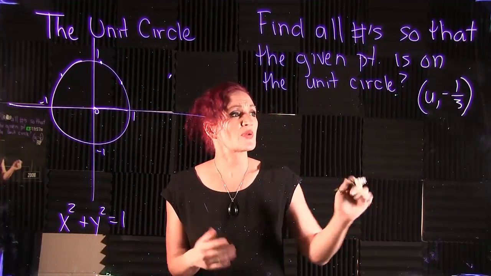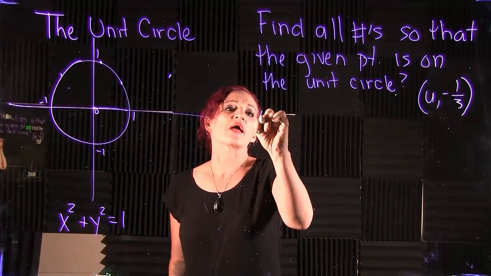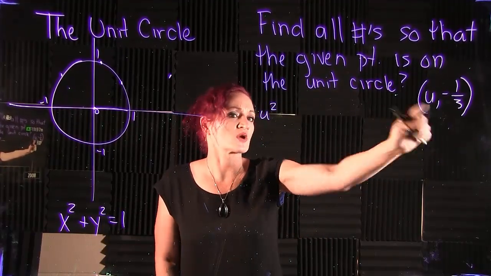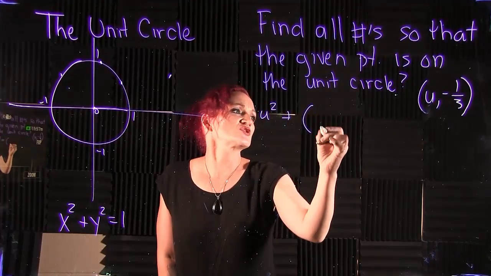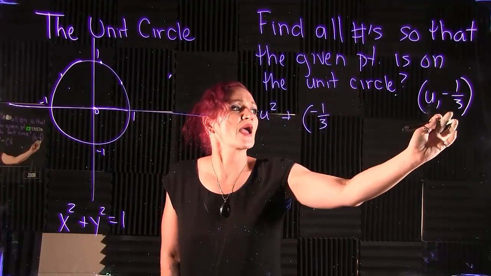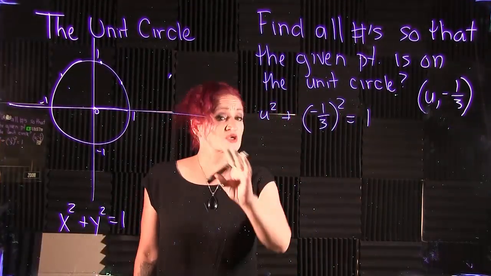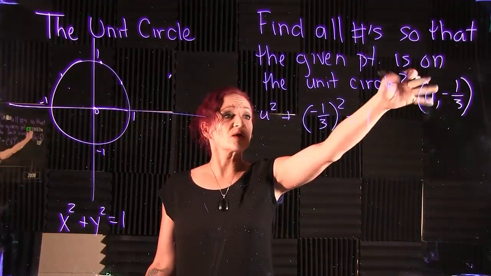We're going to plug in what we know. Our x, we're going to go ahead and label it u, just because that's what they used here. So we're going to say that that's u squared plus our y squared. Well, y is the negative 1/3, and that is equal to 1. So we're just going to solve this equation for u so that we can wrap up that point here.